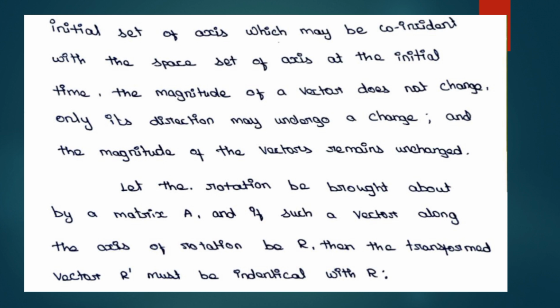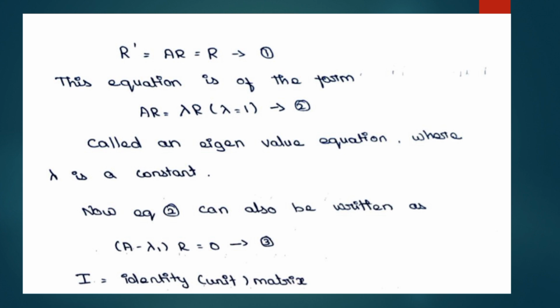The magnitude of a vector does not change, only its direction may undergo a change. Let the rotation be brought about by a matrix A, and if some vector along the axis of rotation be r, then the transformed vector r dash must be identical with r. r dash = Ar = r, equation 1. This equation is of the form Ar = lambda r, where lambda = 1. This is equation 2, called an eigenvalue equation, where lambda is a constant.